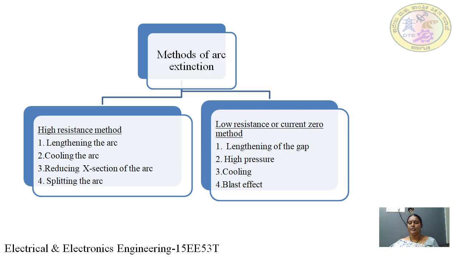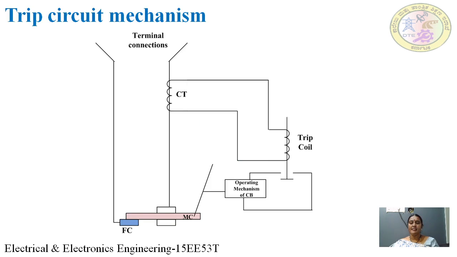In doing this, we can increase the resistance, and hence the arc will be extinguished in the circuit breaker. Next, in the low resistance or current zero method, we can extinguish the arc by lengthening of the gap and high pressure, cooling and blast effect.